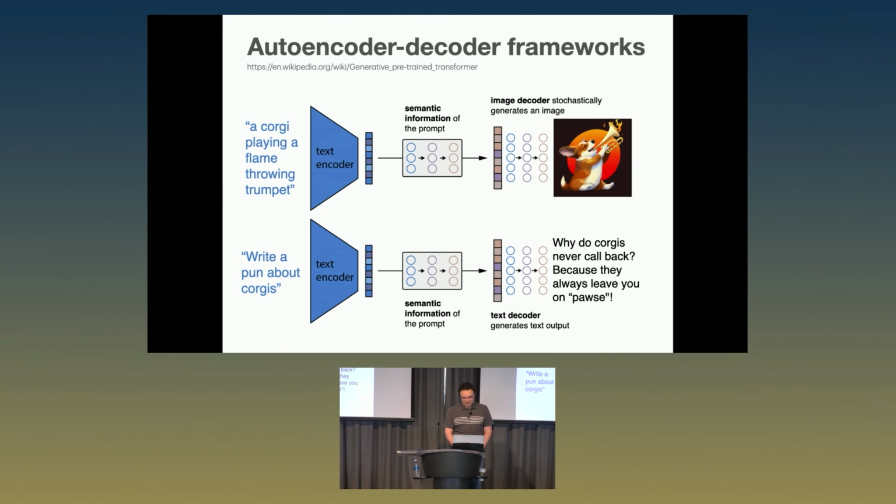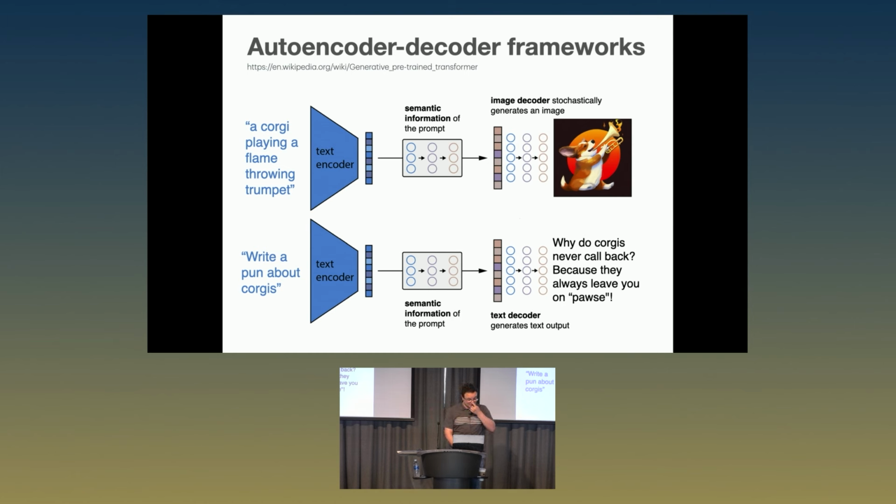This then gets passed to an image decoding chunk, and this is what actually generates the image. So it goes from the semantic content, this compressed space that contains the meaning of the prompt, and then it gets decoded into an image.